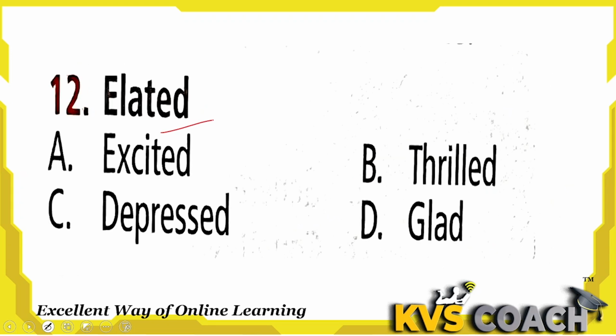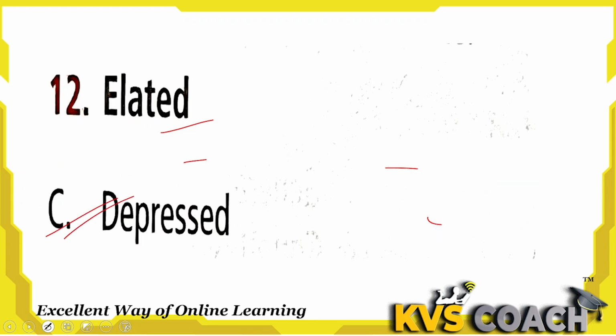Next, elated. Elated means excited, thrilled, glad. This is all called elated. If something is exciting and you want to do it, that is called elated or thrilled. But what will be the opposite of elated? That is depressed. Option C is the right answer here. Elated ka opposite, that is depressed.